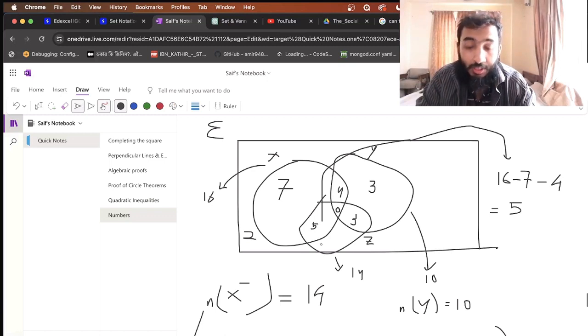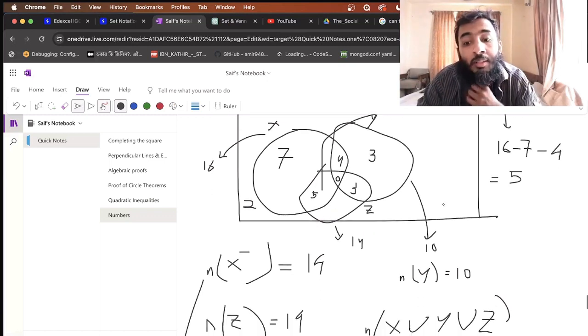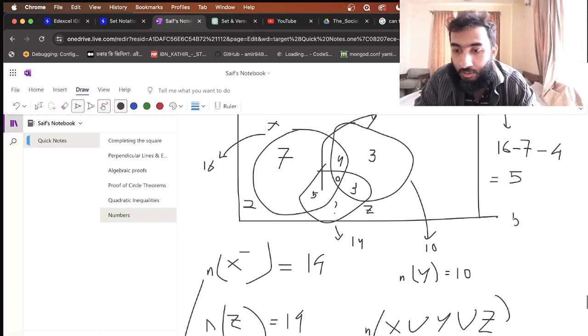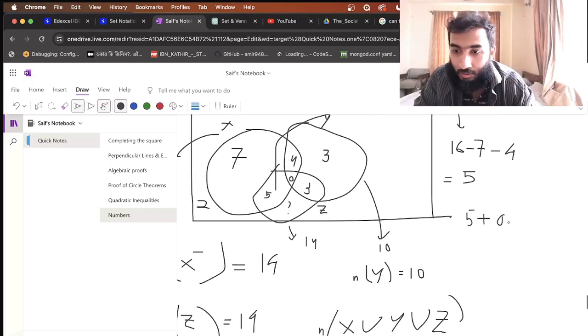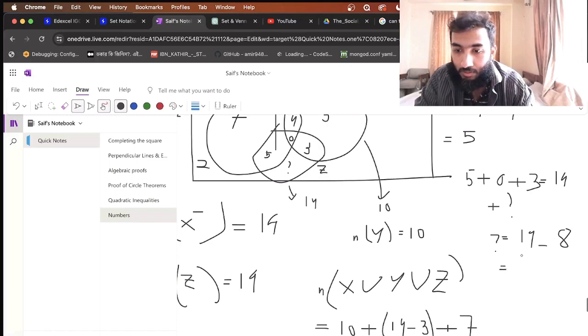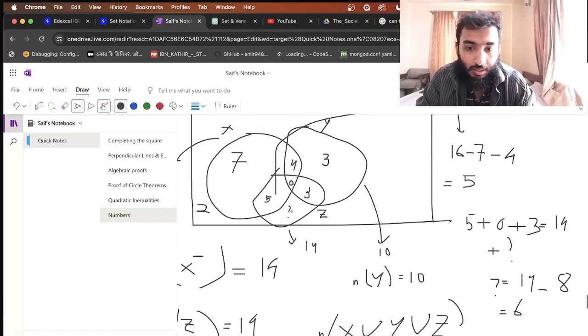So if this portion is 5, what is this portion? We know the total number of elements of z is 14. So 5 plus 0 plus 3 plus question mark is 14. So what is the question mark? 14 minus 5 plus 0 plus 3, which is minus 8. And this is 6. So this is actually 6.